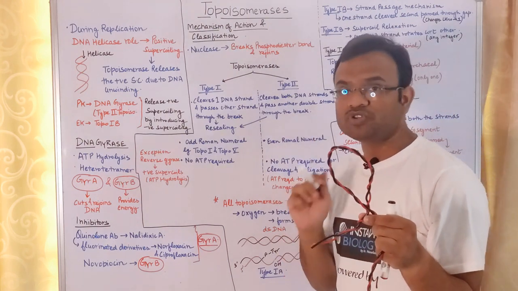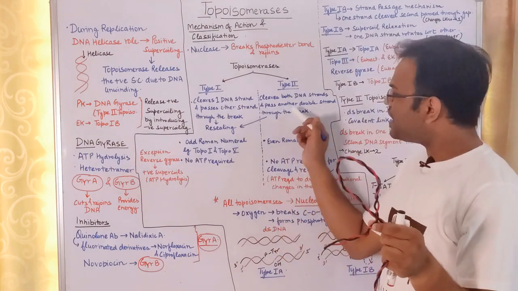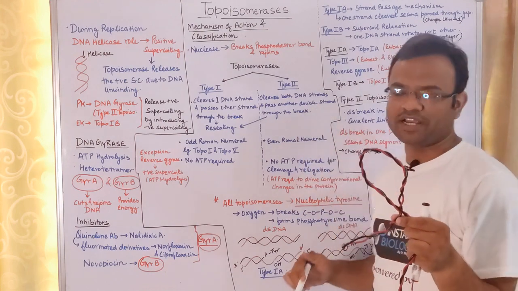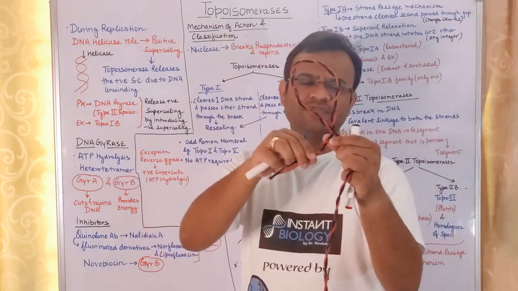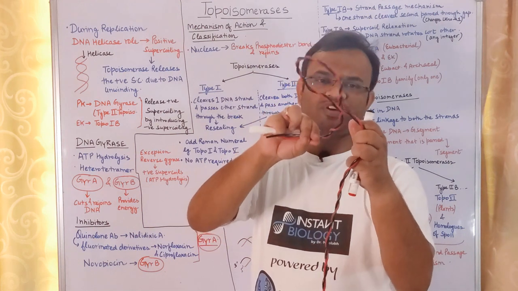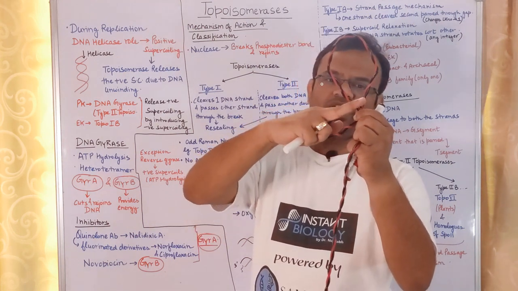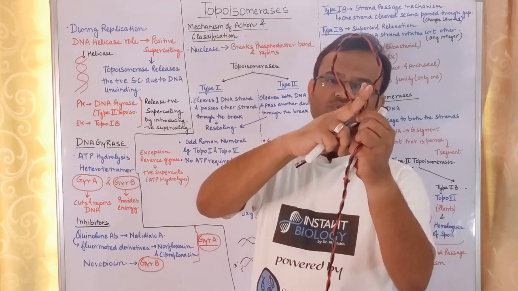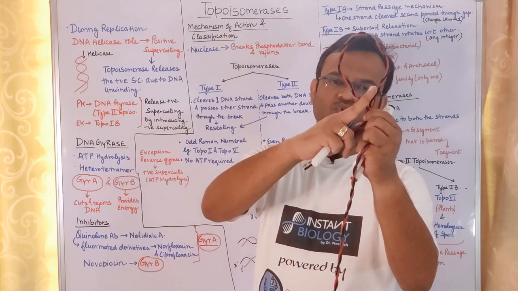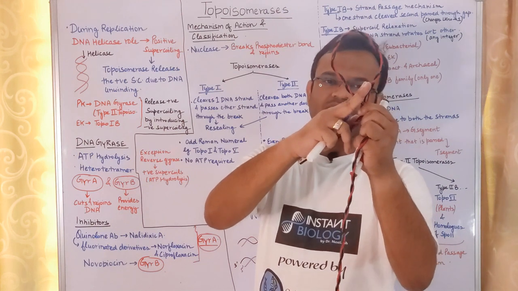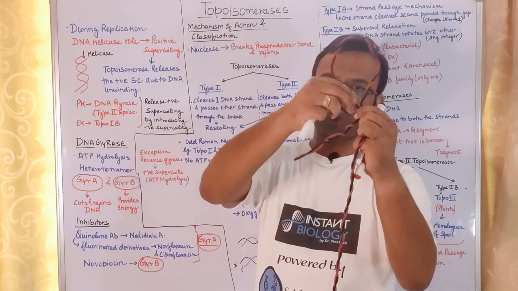It will cut both the DNA strands and then pass another double strand through the break. So suppose I want to resolve this structure, what will I do? I will cut both the double strands over here, and then this strand would be broken.